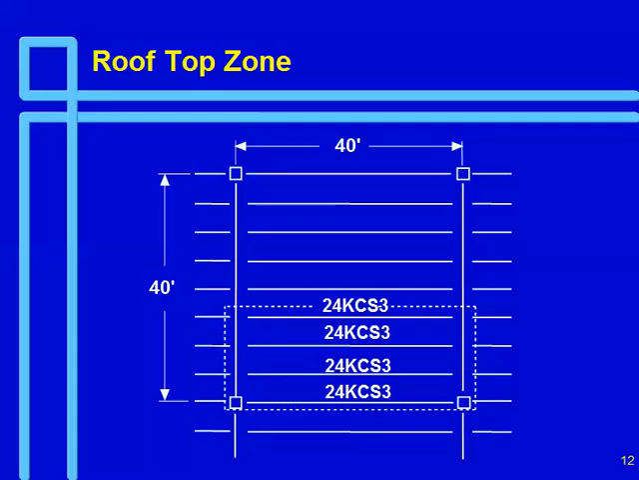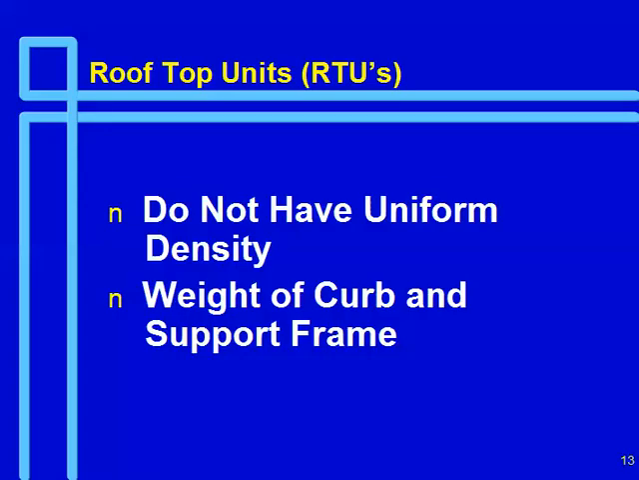The KCS-Series, if you're here, doesn't matter. And if you design enough fat here, you're fine. Remember that rooftop units don't have uniform density. Okay, they're always heavier on one end than the other.